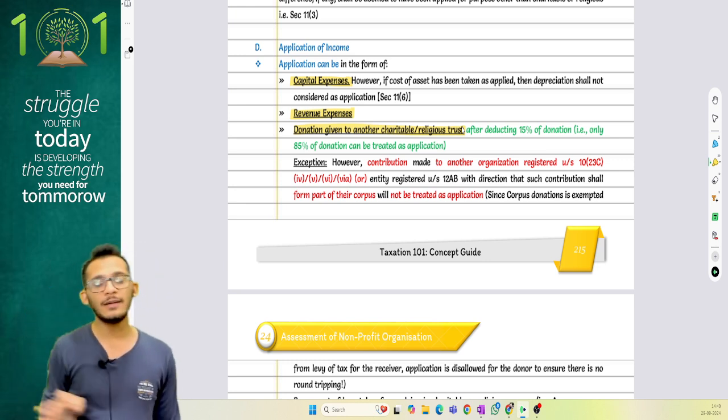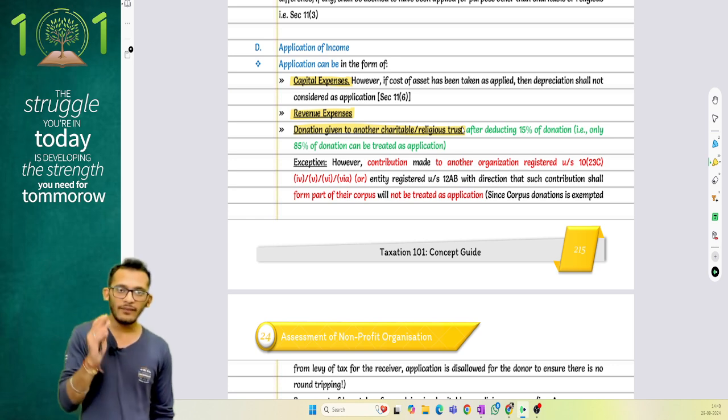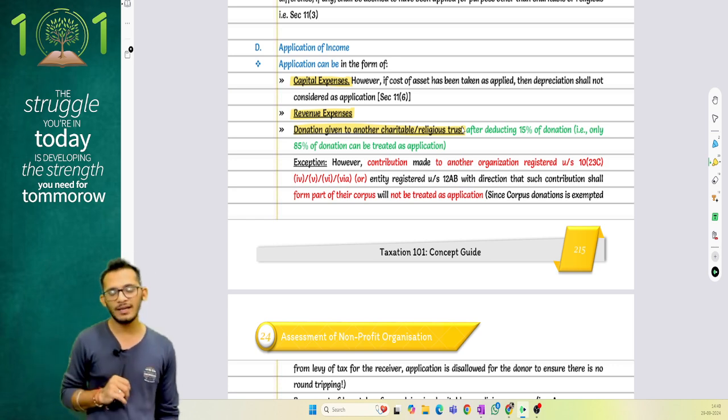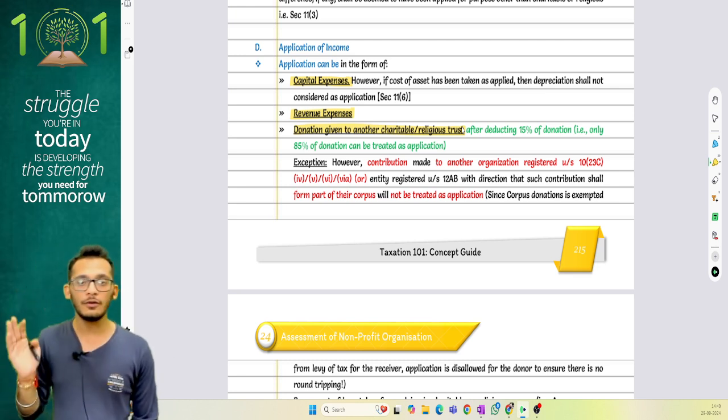You may get an exam question where they may come and say that there is a capital asset which is not purchased from these assets. In that case, you can claim depreciation. But if you're using the charitable incomes for it, then it will not be allowed for depreciation.